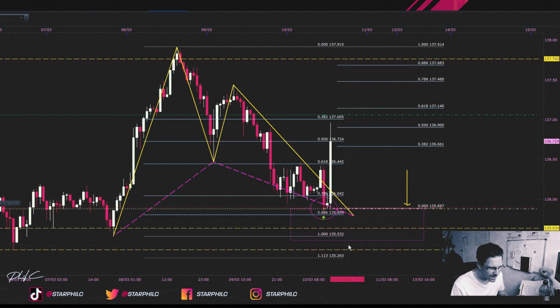So we roll stops to break even, and then we wait again, as we can see in front of us right now. We don't get greedy with it. We don't say, oh, it's almost hit our target 2, we should just get out of it. No, that's not what we're doing.